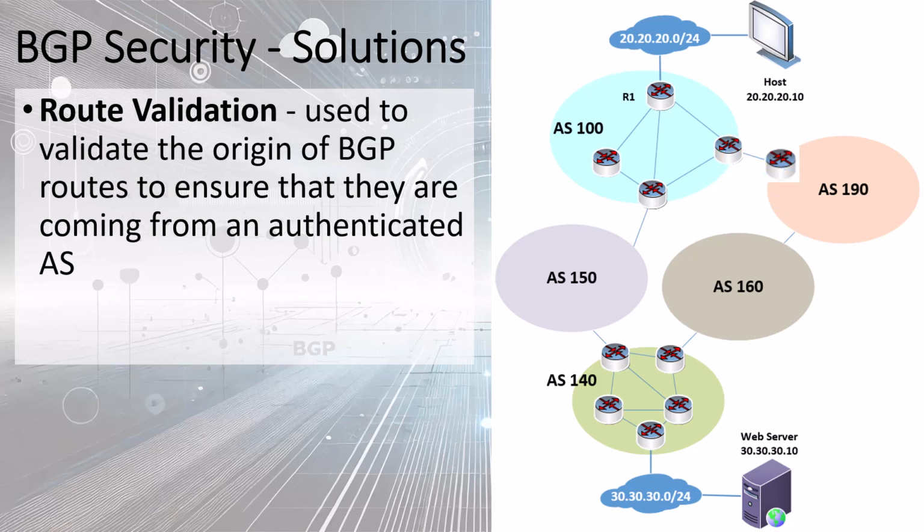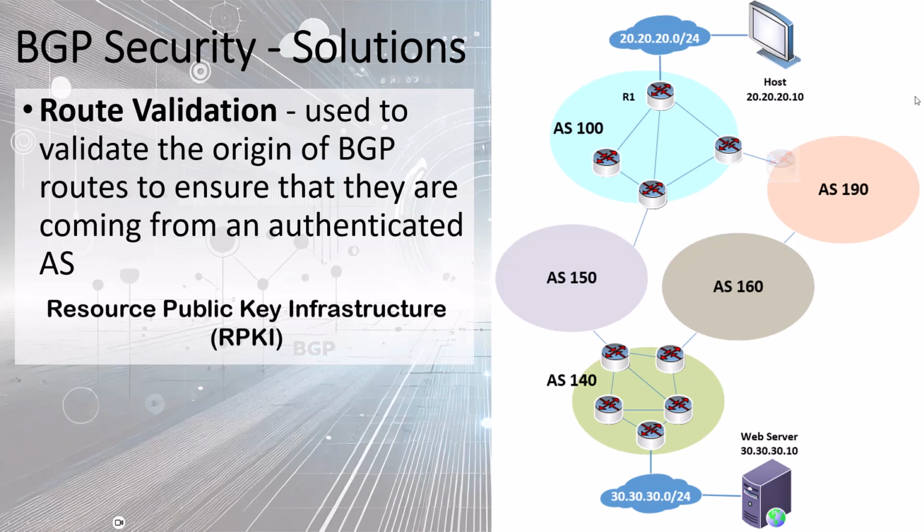Another feature is route validation. Now, this is used to validate the origin of BGP routes to ensure that they are coming from the correct and valid ASs. This can be done using techniques like resource public key infrastructure. Now, RPKI associates a cryptographic signature with the IP address blocks and the AS numbers that are being advertised, allowing BGP routers to verify the legitimacy of route announcements.